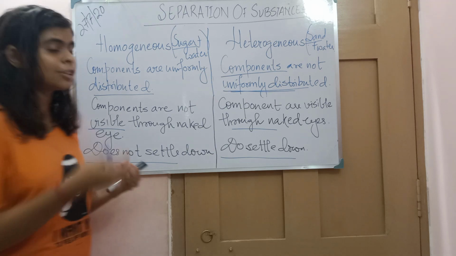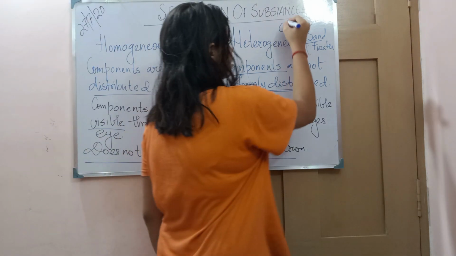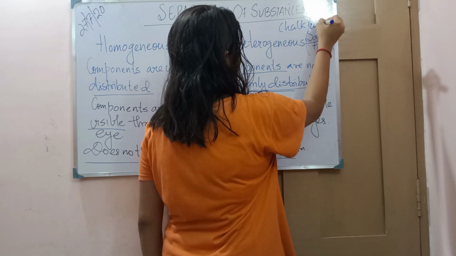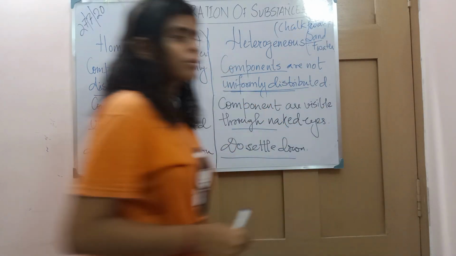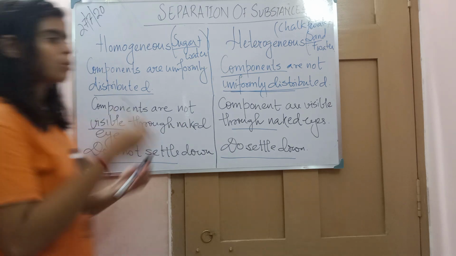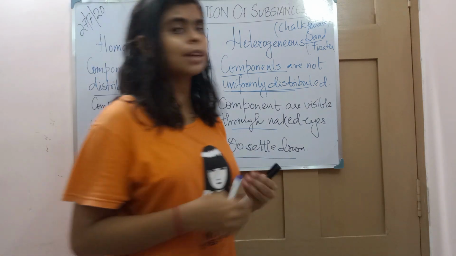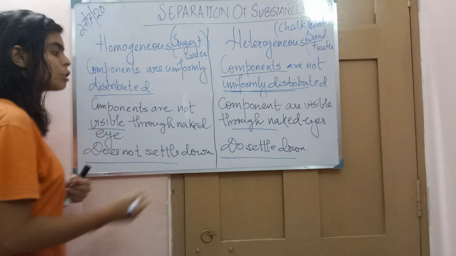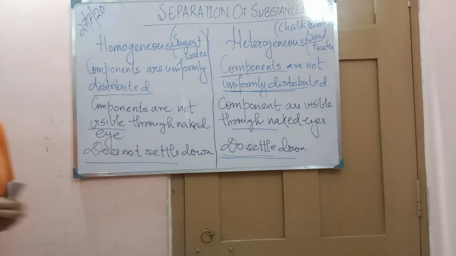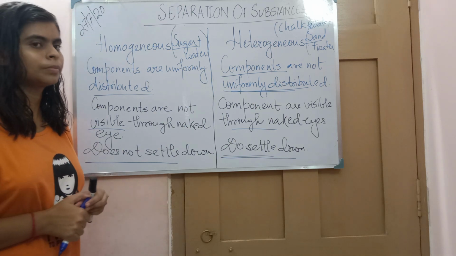You have seen chalk powder also. For example, in chalk plus water, you have seen the chalk settling down. Once you mix it up, and slowly after keeping it for a long time, the chalk powder settles down. So chalk powder is a heterogeneous mixture; it settles down.